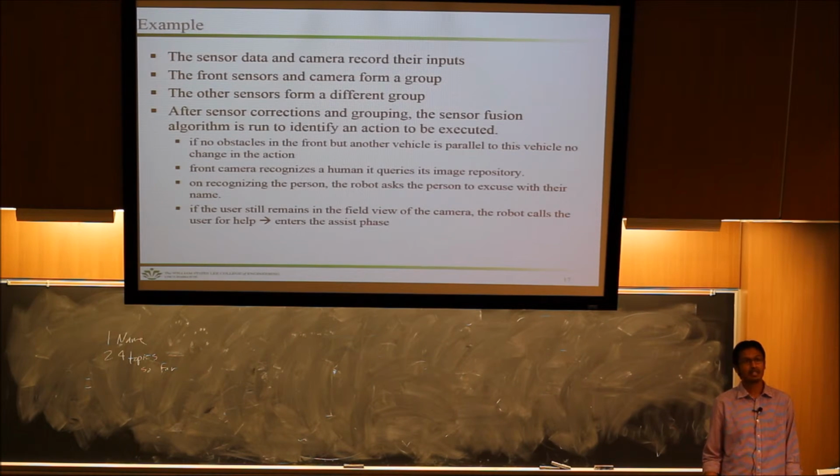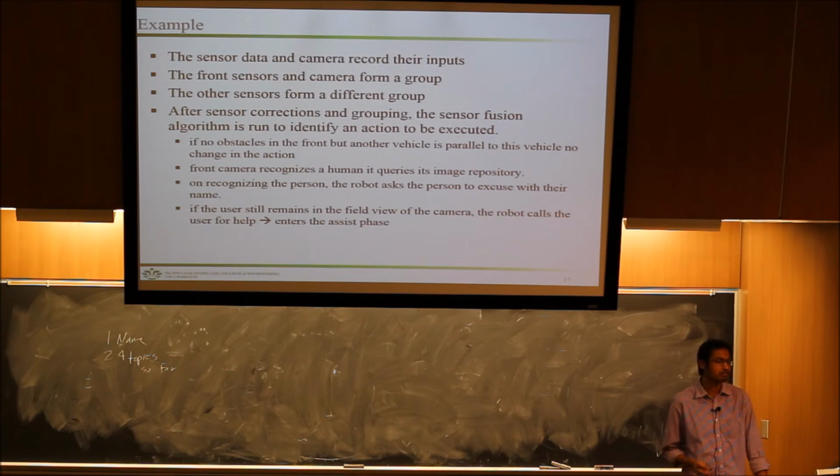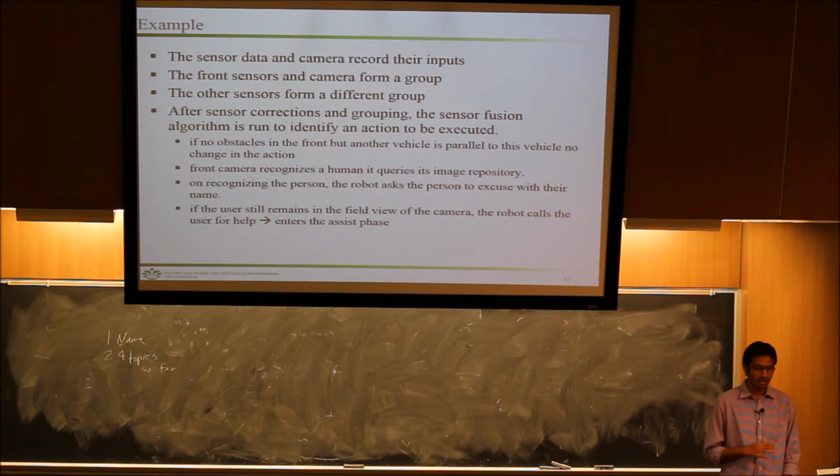Now, we talk about the sensor selection phase. For example, to move forward, we need only the distance sensor data and the camera data. So they form one group, and the other sensors form a different group, but they are still sampling values; you just will not be using them for your fusion algorithm. Once you do all the sensor corrections and run the fusion algorithm, if there are no obstacles, you just keep moving forward as the task says.